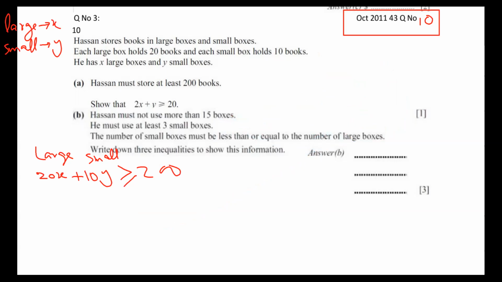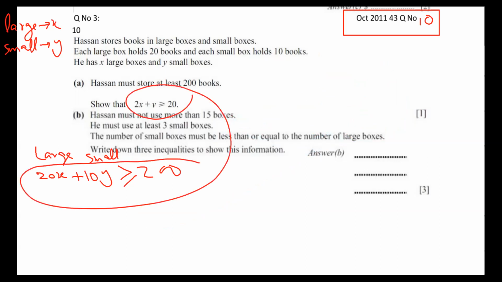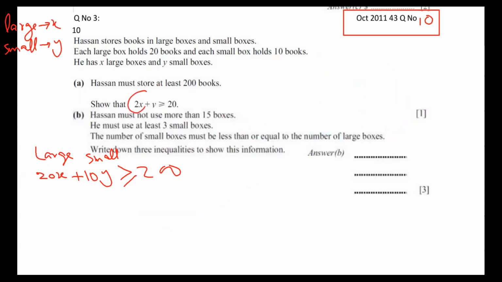Now the problem: does this match with that? No match. The problem is that beside X I need 2, but I have 20. So divide the whole equation by 10. Or second option, beside Y there is nothing, but here I have 10, so divide by 10. When I divide by 10, 20 by 10 I get 2, 10 by 10 I get 1, so only Y, and 200 by 10 I get 20. Alhamdulillah, I have proved my answer. I think this part is very, very clear.